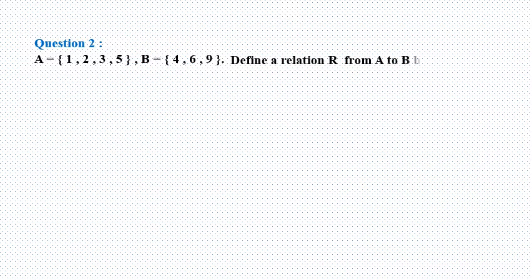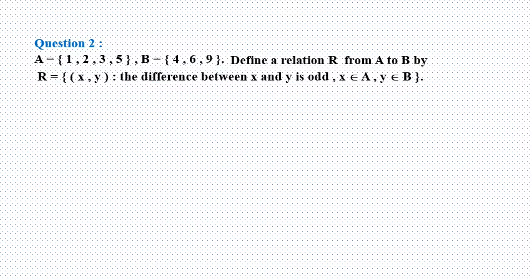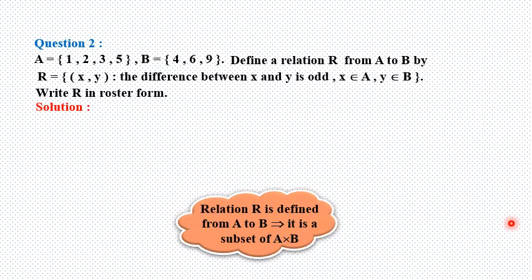Next problem is this one. A is 1, 2, 3, 4, 5. B is given as 4, 6, 9. Define a relation R from A to B by R equal to the set of (x, y) where the difference between x and y is odd. They want us to write it in roster form.